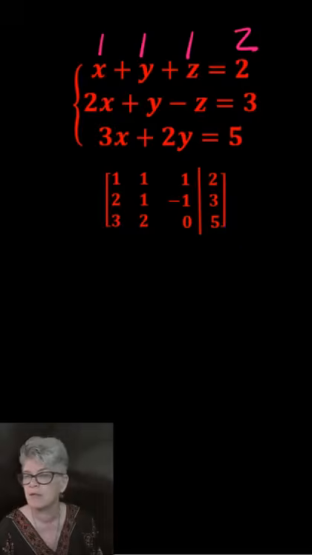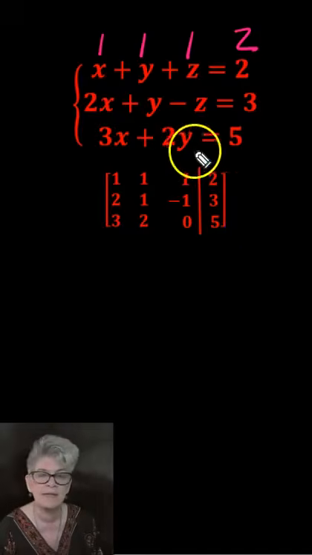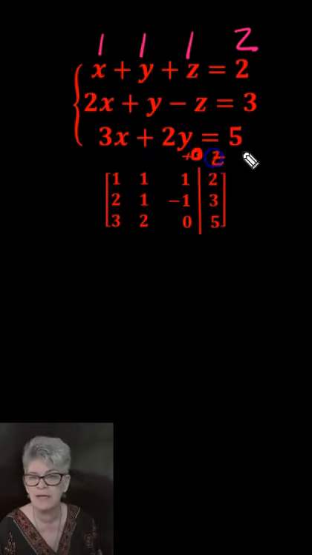rest of them. Notice that in the third row, we're not actually missing the z term. It's just 3x plus 2y plus 0 times z is equal to 5. But they're not ever going to type out plus 0 times z. So you would be meant to see that.